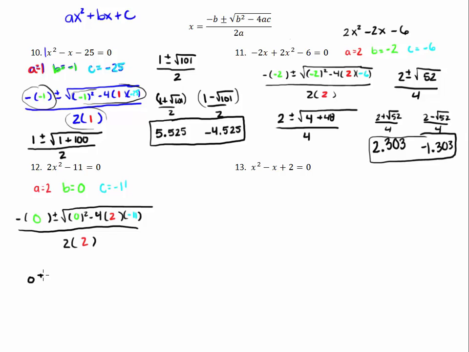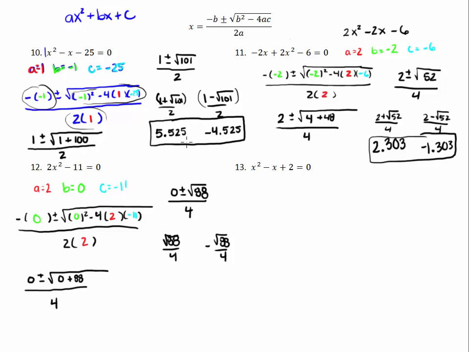Okay, so we have 0 plus minus the square root of 0 squared is 0. Negative 4 times 2 is negative 8. Negative 8 times a negative 11 is positive 88, and then 2 times 2 is 4. So if we simplify that, we get 0 plus minus the square root of 88 over 4. Whoops, that's supposed to be 88 over 4. Which you could write as that, or you could write as the square root of 88 divided by 4, and negative square root of 88 divided by 4. Or you could type into your calculator.